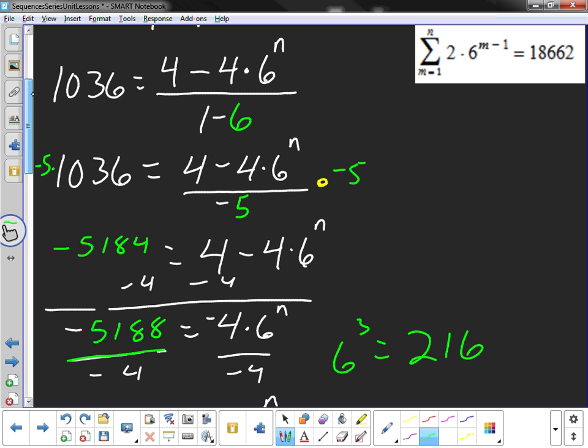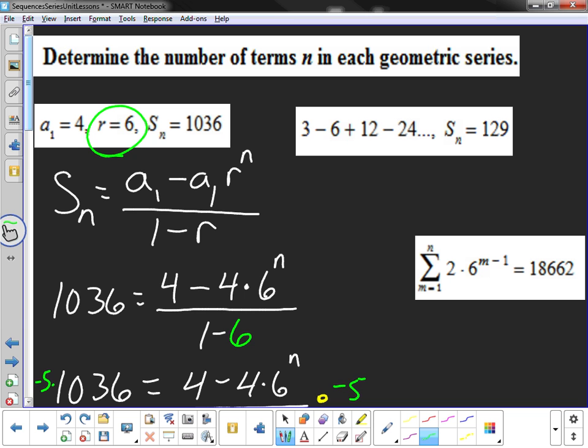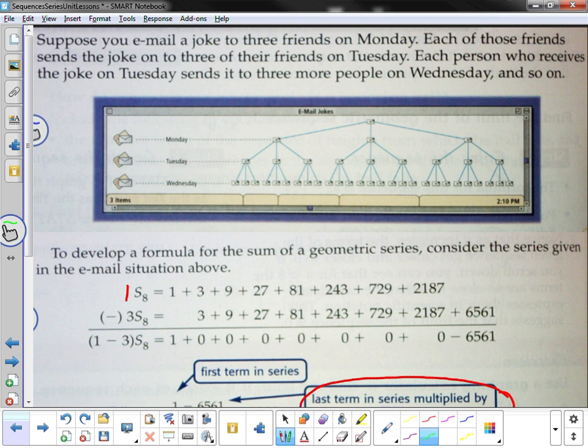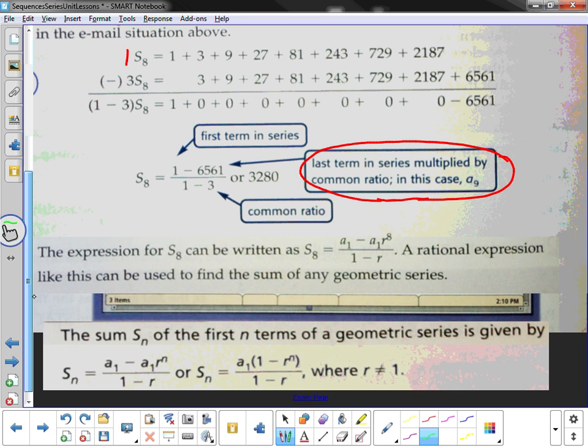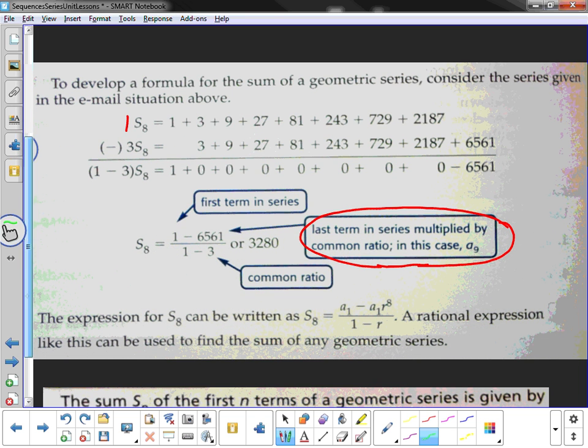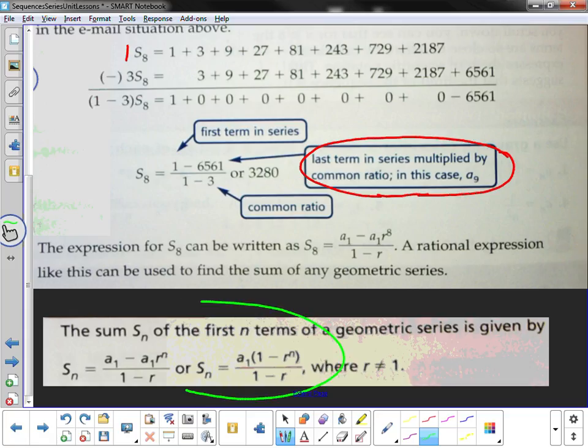They are a little bit more tricky than, say, the simple arithmetic ones. As long as you can remember, once again, this handy-dandy little formula right here in the middle, those formulas right there are going to be your key to these geometric series.